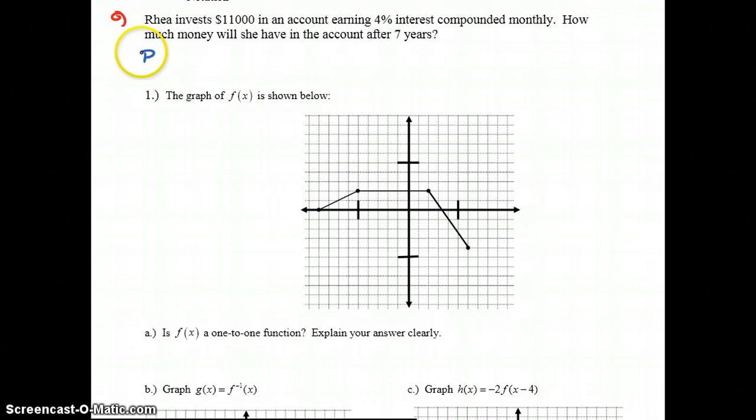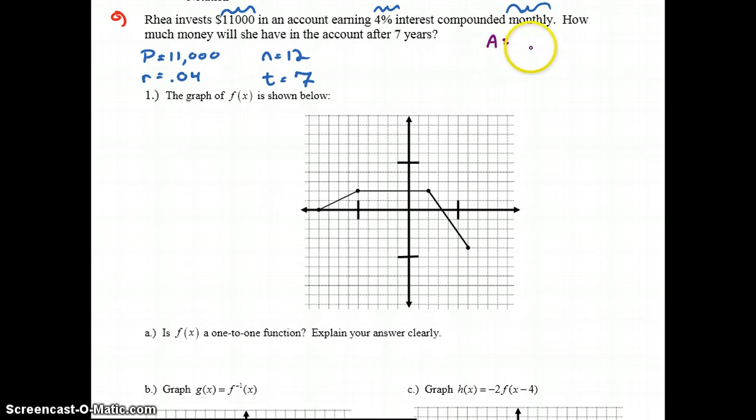The principal amount, she's starting off with $11,000. The rate is 4%. That's 0.04. The number of times compounded, she's compounding it monthly. That's 12 times a year. And the time equals 7 years.